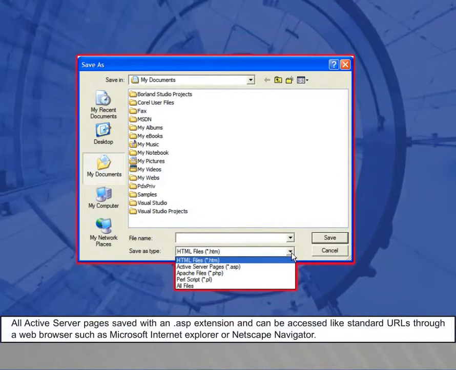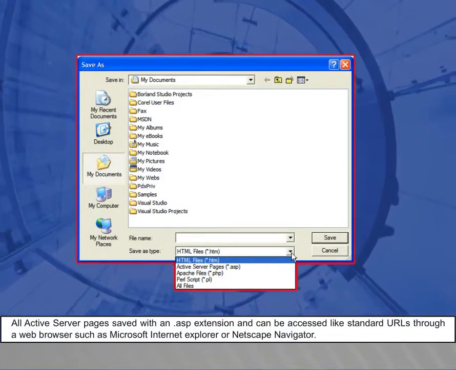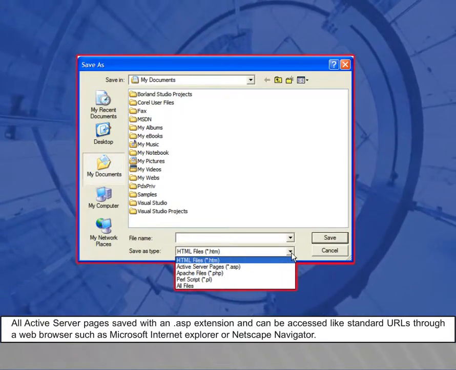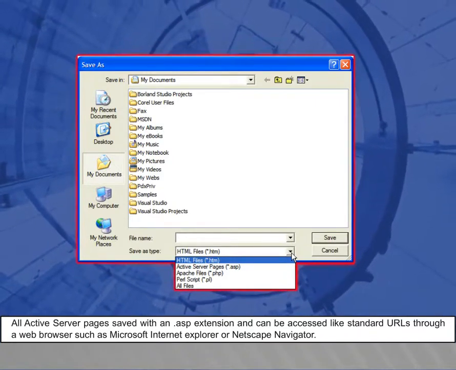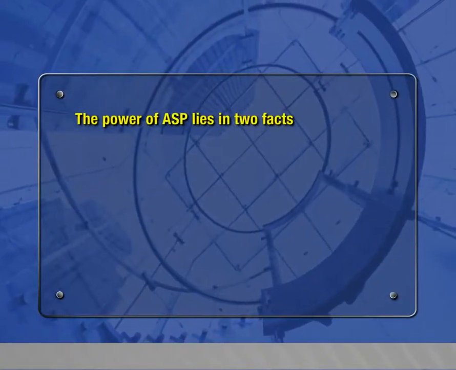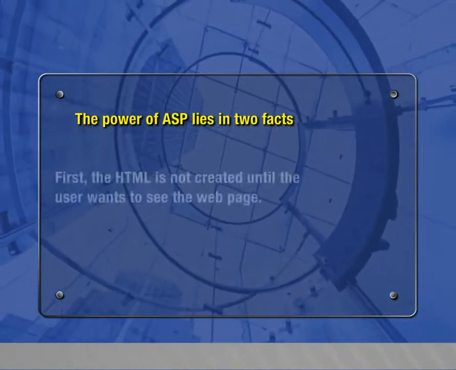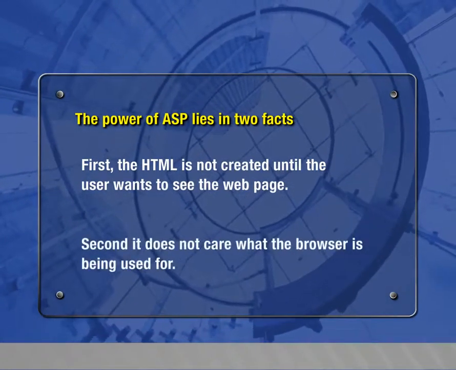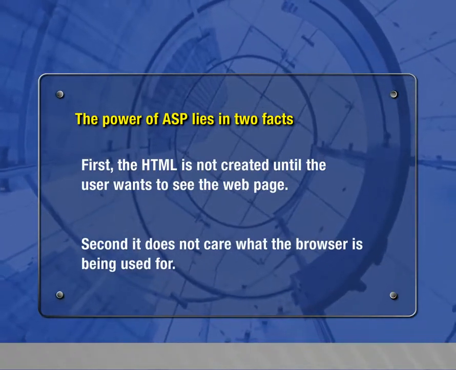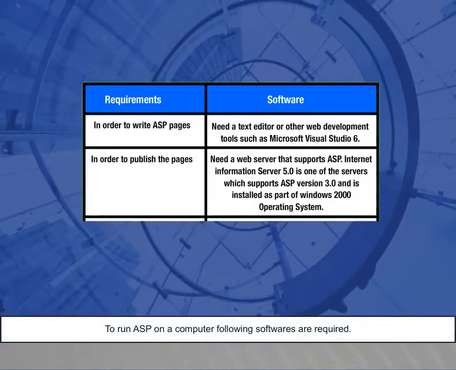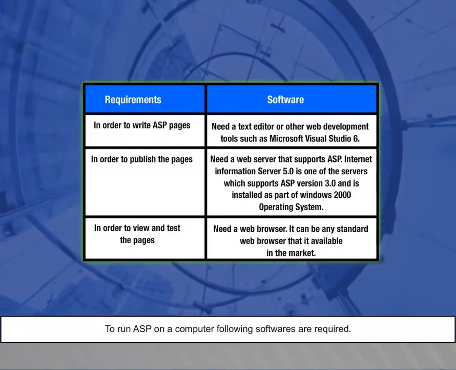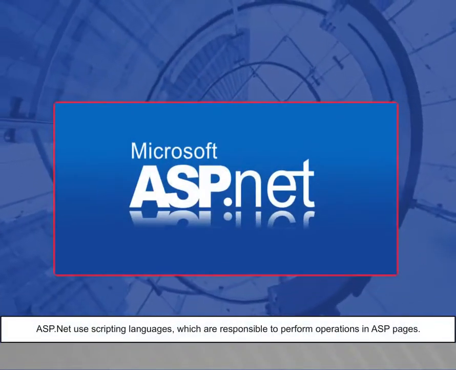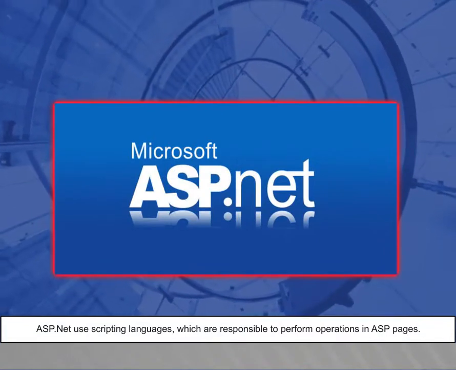All Active Server Pages saved with an .asp extension and can be accessed like standard URLs through a web browser such as Microsoft Internet Explorer or Netscape Navigator. The power of ASP lies in two facts. First, the HTML is not created until the user wants to see the web page. Second, it does not care what the browser is being used for. To run ASP on a computer, following softwares are required. ASP.NET use scripting languages which are responsible to perform operations in ASP pages.